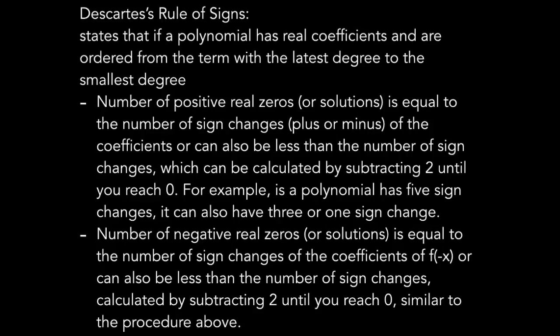Descartes' rule of signs also means that the number of negative zeros or solutions is equal to the number of sign changes of the coefficients of f(-x), or it can also be less than the number of sign changes, which is calculated by subtracting 2 until you reach 0, similar to the previous procedure.